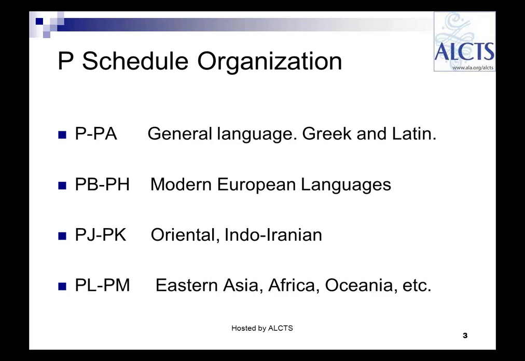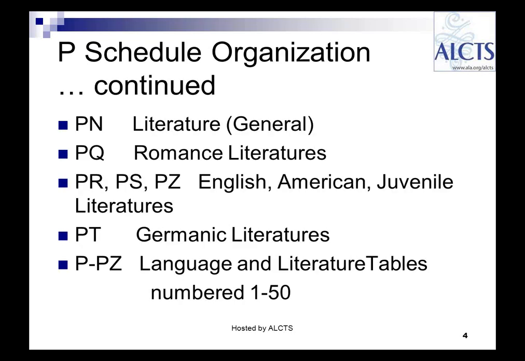The LC P schedule is comprised of a number of subclasses that include general language and literature, as well as the languages and literatures, ancient and modern, that have existed throughout the world. This listing that you see on the screen corresponds to the separate printed volumes of the P subclasses.